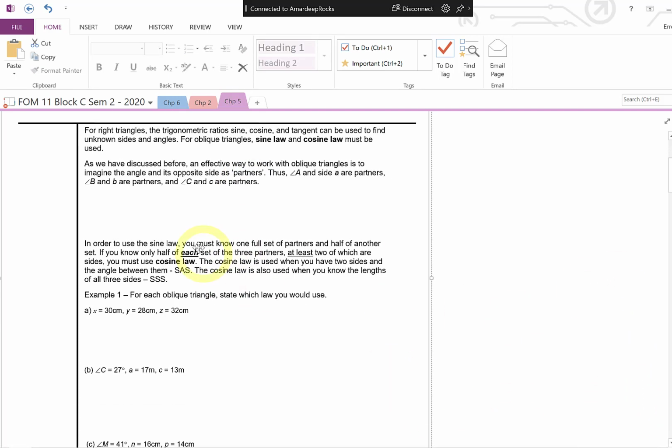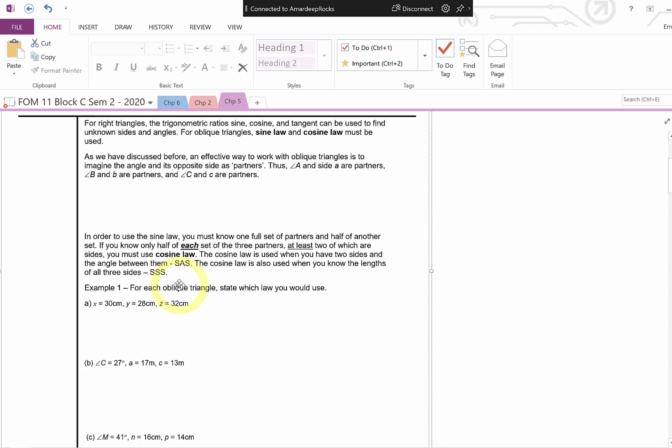In order to use the sine law, we must know one full set of partners and half of another set. If you only have half of each set, the three partners, or at least two of which are sides, then you must use what's called the cosine law. The cosine law is used when you have two sides and an angle between them, side, angle, side. And the cosine law is also used when you know the lengths of all three sides. So side, side, side. All right?